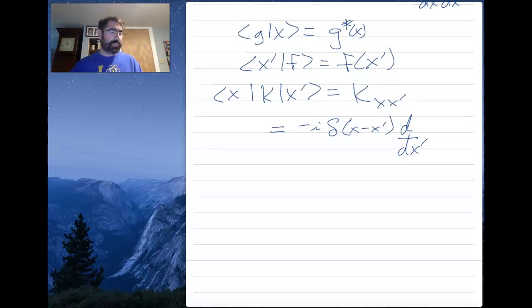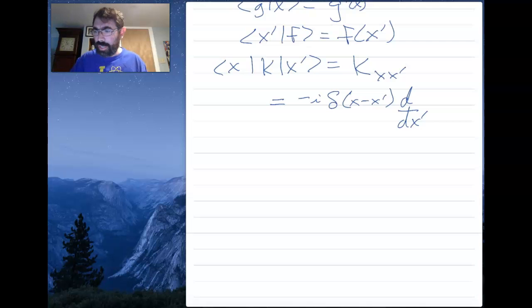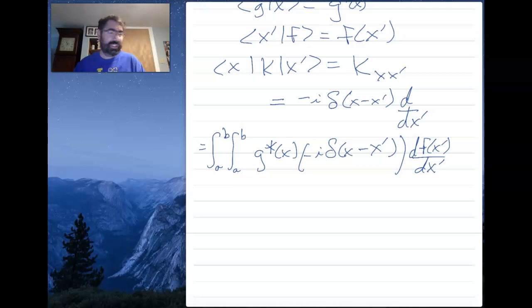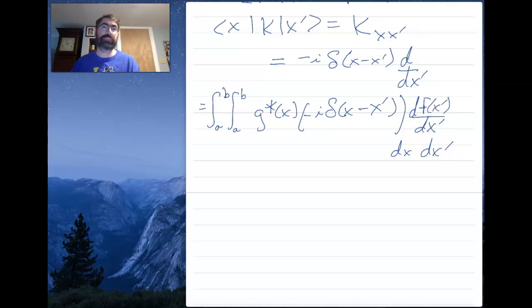Okay, now that everything's written as functions, let's put it into the integrals. What we have is the integral of g star, minus i, Dirac delta function of x minus x prime, the derivative of f in the x prime space, dx dx prime. So now we just have to take that, and do that.